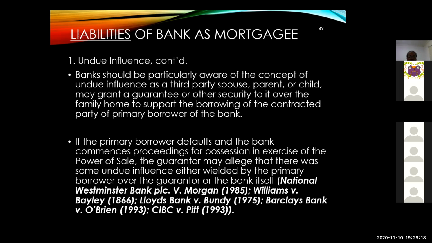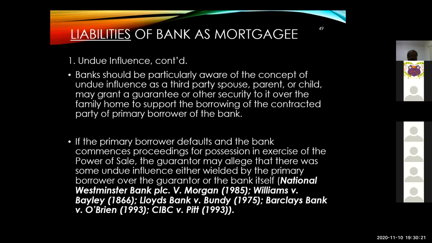So if the primary borrower defaults and the bank commences proceedings for possession and exercise of the power of sale, the guarantor may allege that there was some undue influence, either wielded by the primary borrower over the guarantor or by the bank itself. So in the case of, let's say, the child coming to the bank to borrow, and the parent is pledging the property, the parent could say, the child forced me to do that because I live with them and I depend on them. I don't work, and so I felt forced to pledge my other property.